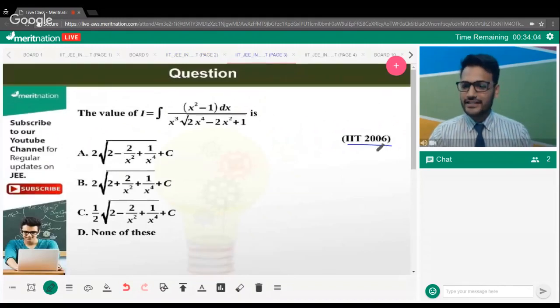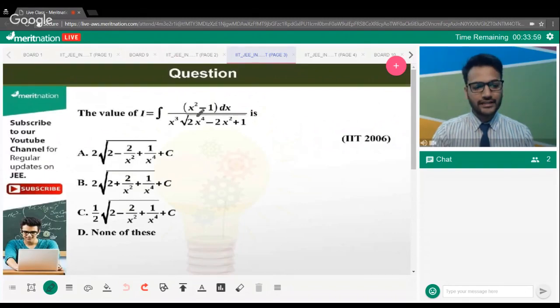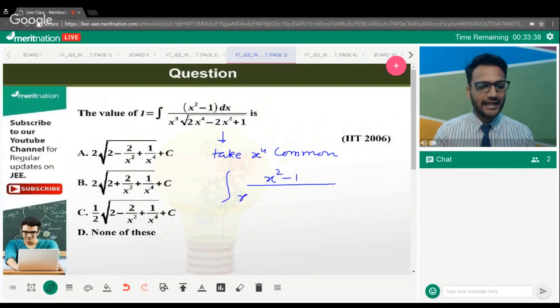This is again a JEE 2006 question. So this is what you need to calculate. For all such questions, again, we can take x to the power n common. So over here, we'll take what? We'll take x to the power 4 common from this square root. From this square root, what will we have? x squared minus 1 upon x cubed. And this x to the power 4 taken as common, because there is a square root, will have x to the power 2 outside, right? x to the power 4, whole stuff to the power 1 by 2.